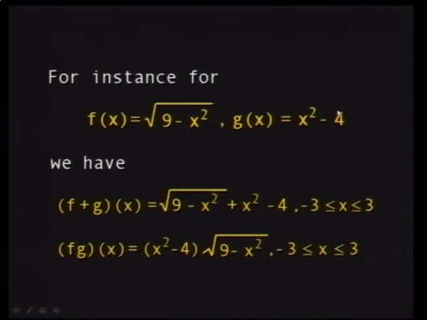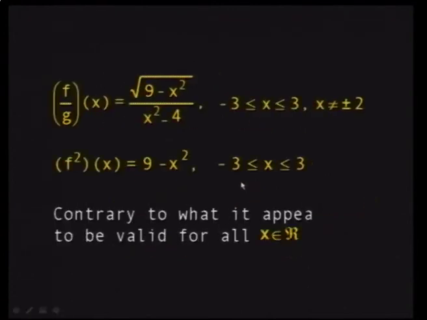Now, the domain of x squared minus 4, the function g, is R. But for the domain of this one, the inside should be positive. In other words, x lies in the closed interval from minus 3 to 3. So the intersection of R with this one becomes this one. The same thing here for the product: the intersection is from minus 3 to 3, which is the domain of f. Or when you divide them, the same thing, except you have to exclude the roots of the denominator, of course. So you can't take x equal to plus or minus 2.